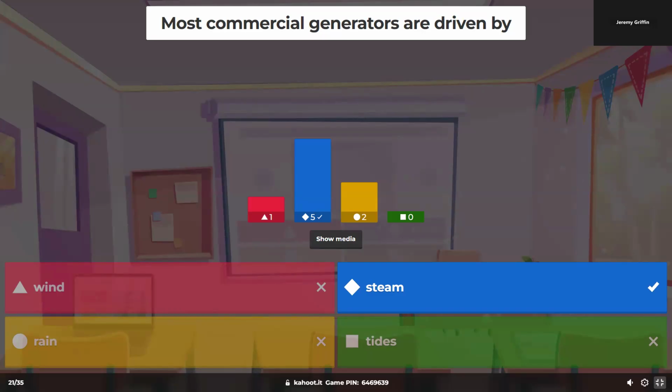Steam. Okay. So how do you get energy from coal? How do you get energy from natural gas? How do you get energy from nuclear? And the answer is all the same. You boil water, and the resulting steam turns a turbine, which forces a wire past a magnet that generates electricity. That's how you get any of those forms of energy onto the electric grid.